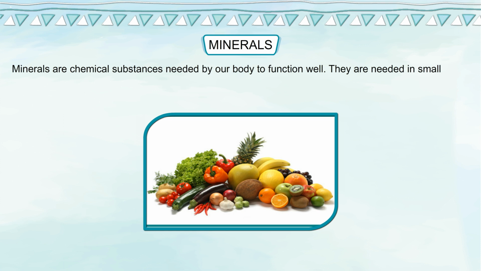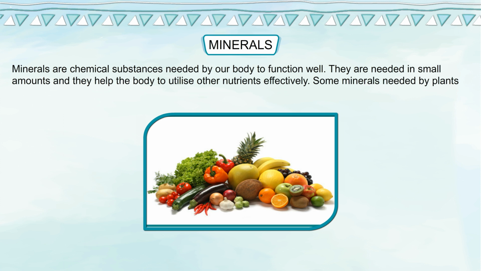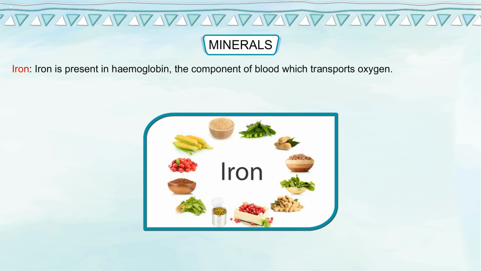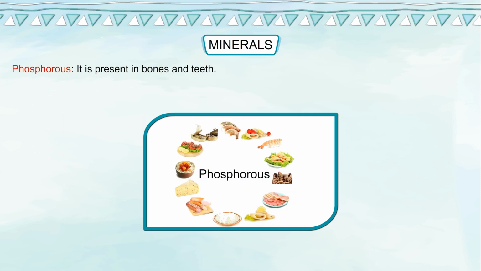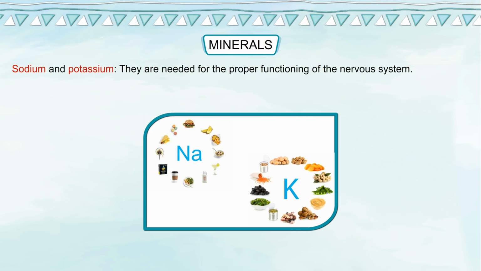They are needed in small amounts and they help the body to utilize other nutrients effectively. Some minerals needed by plants and animals are as follows. Iron. Iron is present in hemoglobin, the component of blood which transports oxygen. Calcium. Calcium is used in making bones and teeth. It also helps in blood clotting. Phosphorus. It is present in bones and teeth. Sodium and potassium.